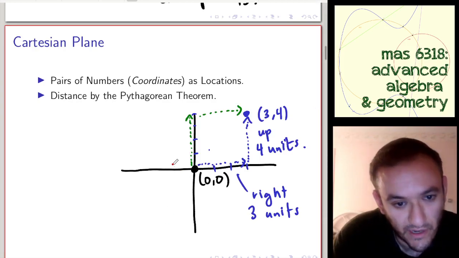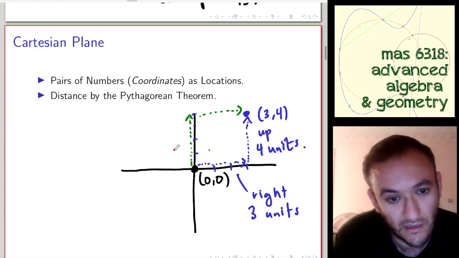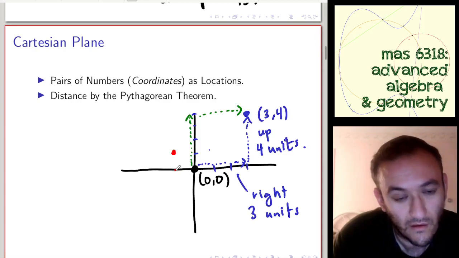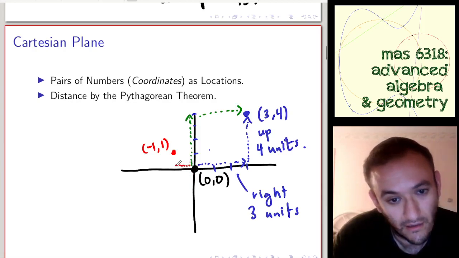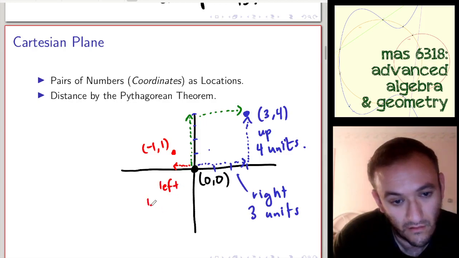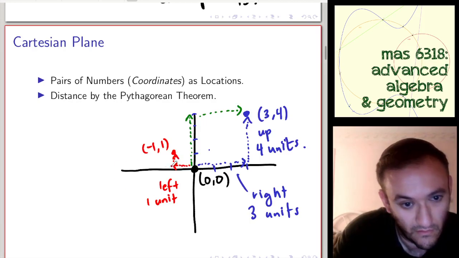And let's write another point. Why not? This point is -1, 1. Because you go left 1 unit, and then you go up 1 unit. So this is left 1 unit, and this is up 1 unit.